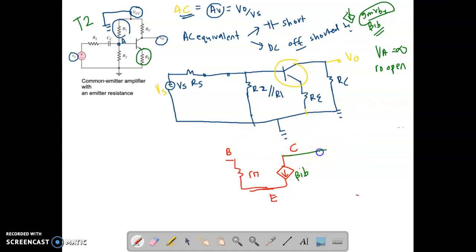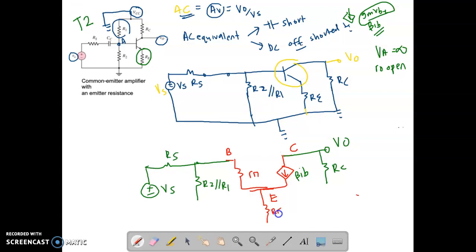At your collector, you have here RC, and here we have V out. And then at your base, you connect to your R2 parallel to R1, here is RS, and then it connects to your Vs. And what will happen at your emitter? At your emitter, you have what we call Re, so it's different from type 1. We have Re there, and then the whole here will be connected to ground. So this is what we call the small signal equivalent of your common emitter with Re.